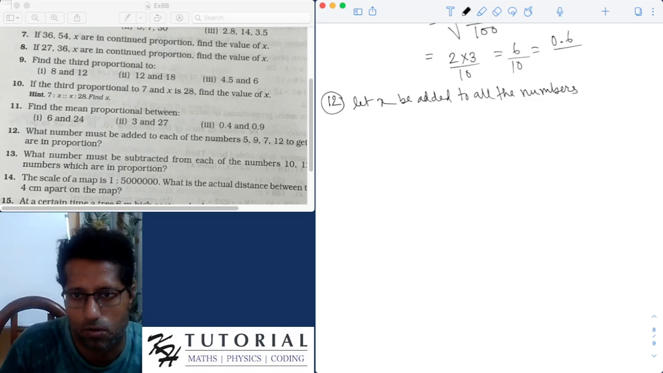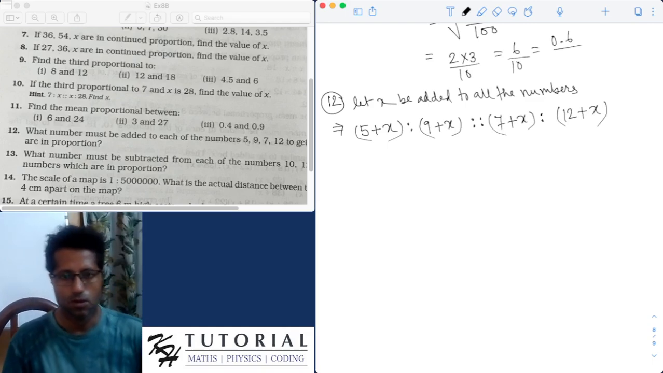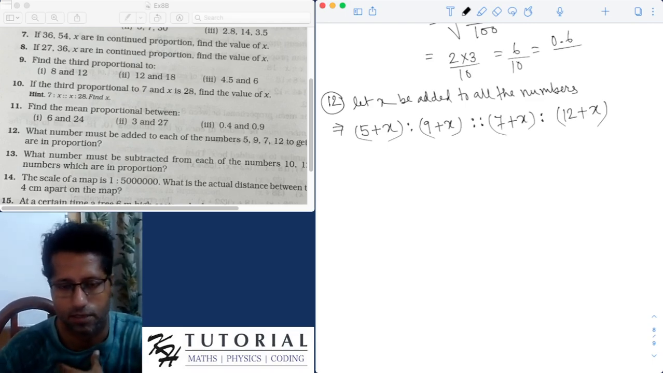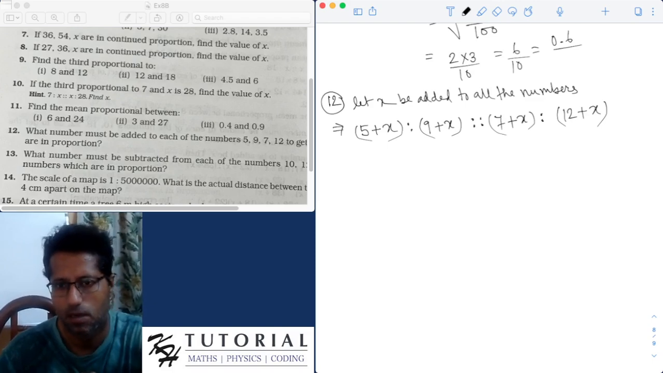So this implies 5 plus x is to 9 plus x. This ratio will be equal to 7 plus x is to 12 plus x. So it is saying that what number should be added to 5, 9, 7 and 12 so that they will be in proportion. So if we add x to all the numbers, the numbers become 5 plus x, 9 plus x, 7 plus x and 12 plus x. And if they are in proportion, we will have this result.